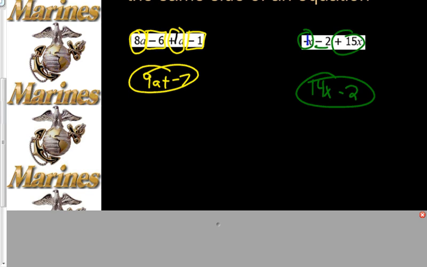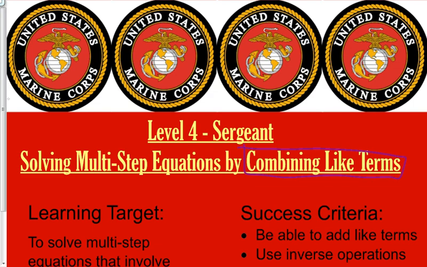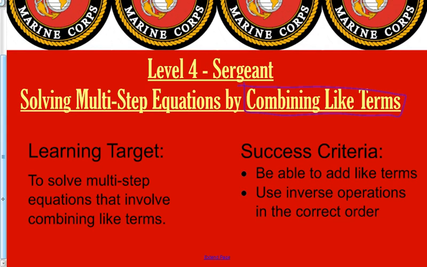We're going to use that in equations this section. So let's just go back. Our learning target for today, on the left, is to solve multi-step equations that involve combining like terms. We're going to be doing it very similar to what we did with two-step equations. However, there might be an extra step of combining like terms first. So our success criteria: be able to add like terms, which we just reviewed, and be able to use inverse operations in the correct order.